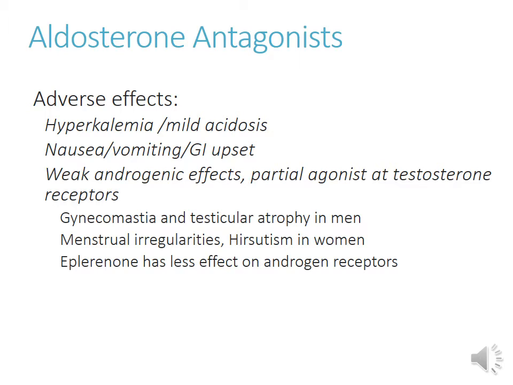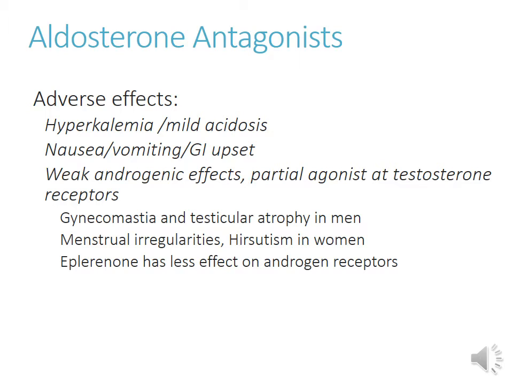Adverse effects are pretty similar to what you would expect with the potassium-sparing diuretics. Hyperkalemia can certainly occur, and you can also potentially see a mild acidosis develop. The big thing to note with the aldosterone antagonists, which sets them apart from the other groups of diuretics, is a weak androgenic effect. It works like a partial agonist at the androgen receptors. So for men, who have a lot of testosterone, you're going to see decreased testosterone effects, and for women, who don't have as much testosterone, you're going to see increased testosterone effects.